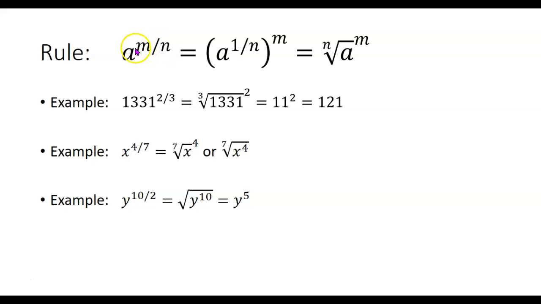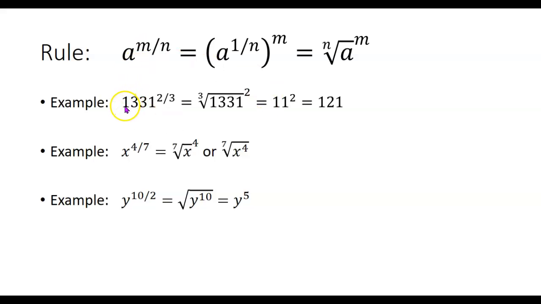And what if the power, the exponent, is a fraction that has something other than 1 as its numerator? A to the m over n. Well, that would be the same as a to the 1 over n to the m power. So it would be the nth root to the m power. So if the exponent is a fraction, the denominator of that fraction tells you what kind of root to take, and then the numerator of that fraction tells you what power to raise it to.